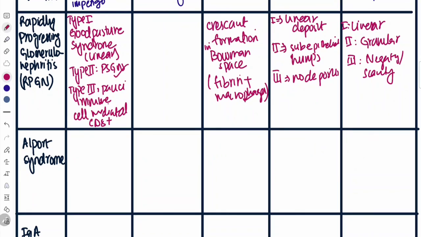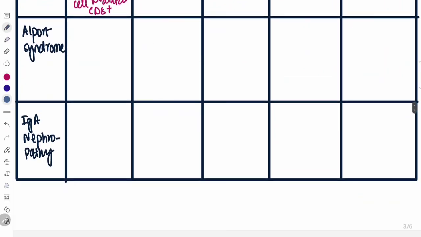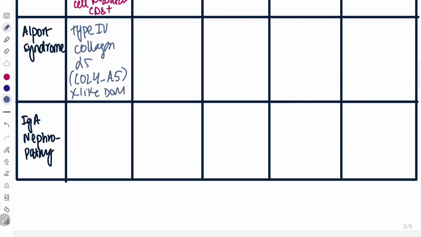Let's do Alport syndrome. Alport syndrome is an inherited defect in type 4 collagen. In what chain of collagen? Alpha 5 chain. So how do you write this? You write this as COL4A5, collagen type 4, alpha 5, and this is X-linked dominant.